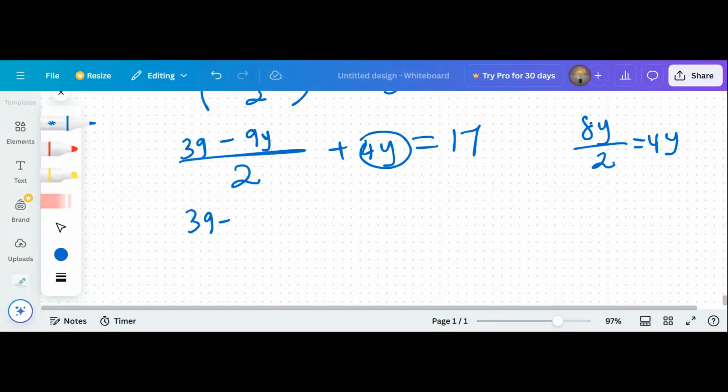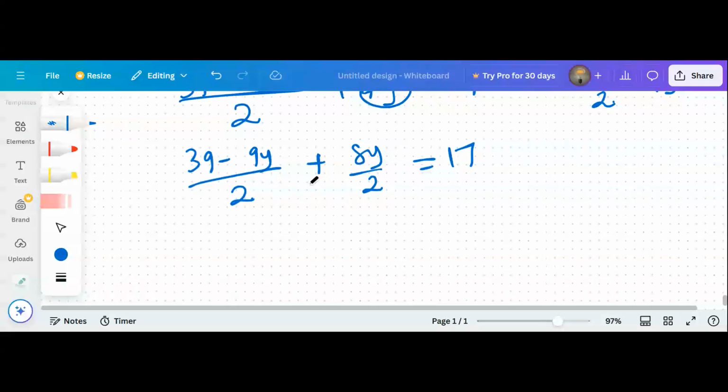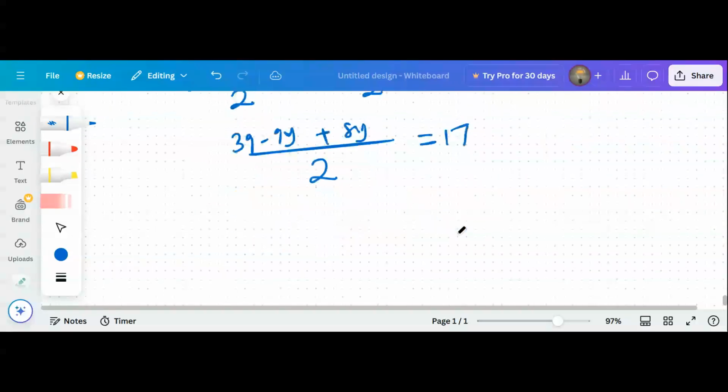So 39 minus 9y divided by 2, instead of 4y we will write 8y by 2. This side also there is a 2, so that's why I'm writing 2 on this side also. So this is 70. Here also 2, here also 2, so we can write it as common: 39 minus 9y plus 8y is equal to 17.